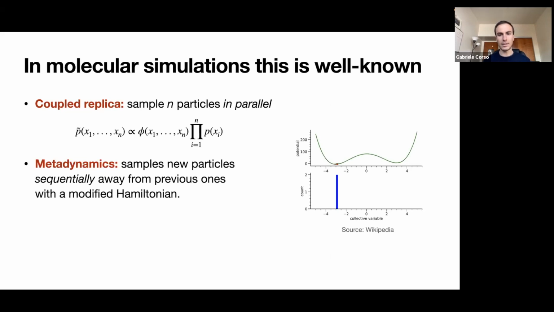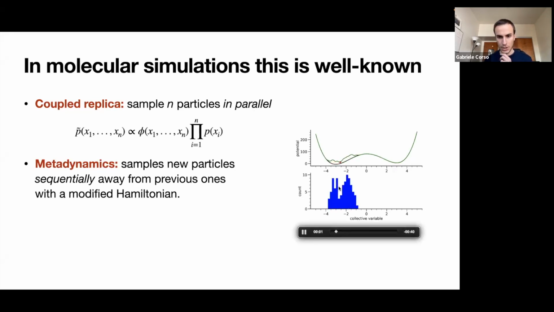Similarly, there is the method called metadynamics, where instead of sampling n particles in parallel, we sample them sequentially, one after the other, but changing what's called the Hamiltonian, which you can think of as the energy function, in a way that will push the new particles away from previously sampled ones. And so this is an animation of metadynamics.